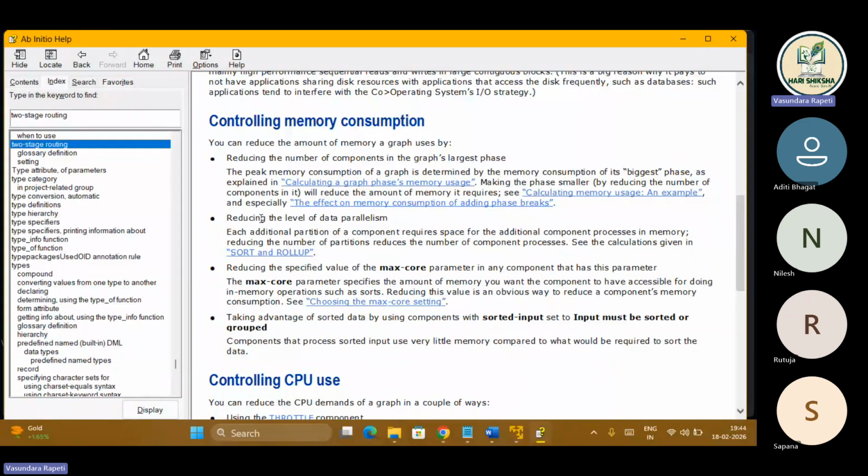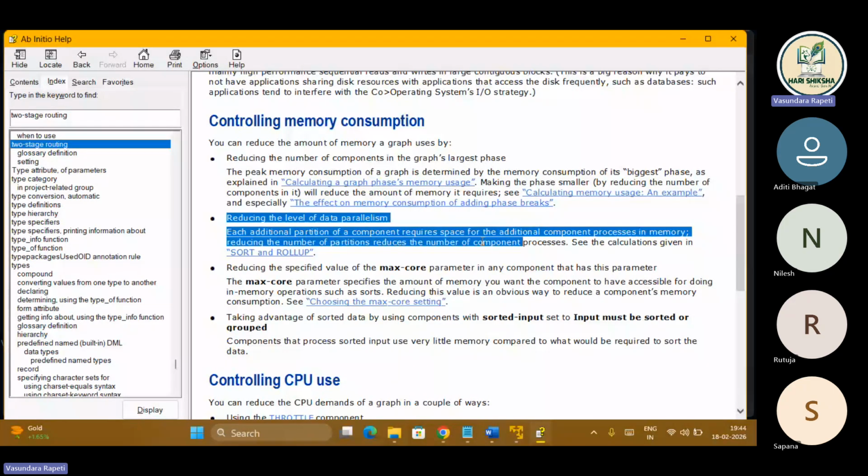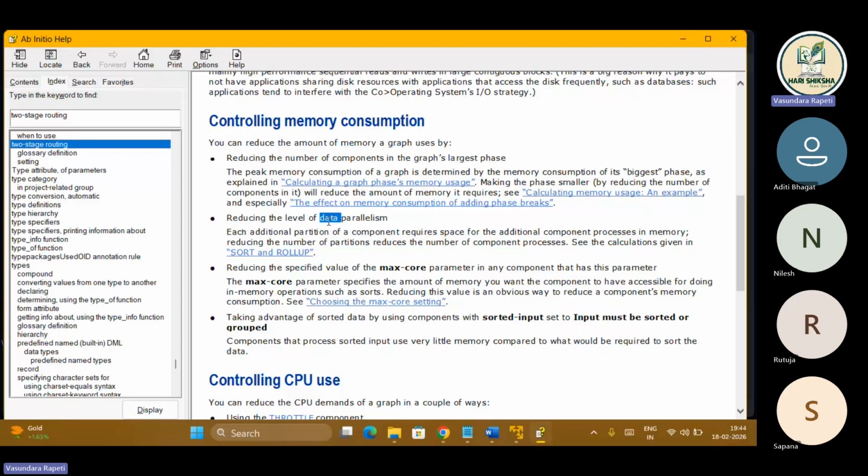We know this, reducing the level of data parallelism. Each additional partition of a component requires space for the additional component processes in memory. Reducing the number of partitions reduces the number of component processes. So reducing the level of parallelism means, see, if you are increasing the parallelism, then increase the RAM also. If somebody can spend on 30 machines, then they can spend on some RAM also. That is the meaning. If somebody is not spending on many machines, then don't go for that much degree of parallelism.